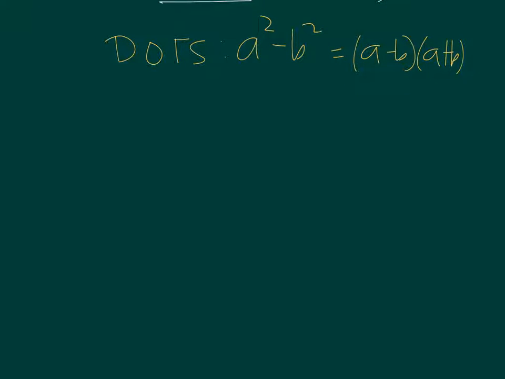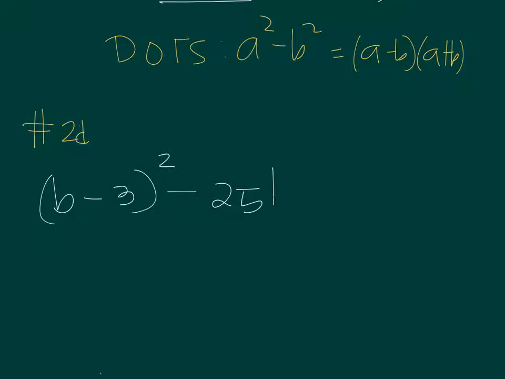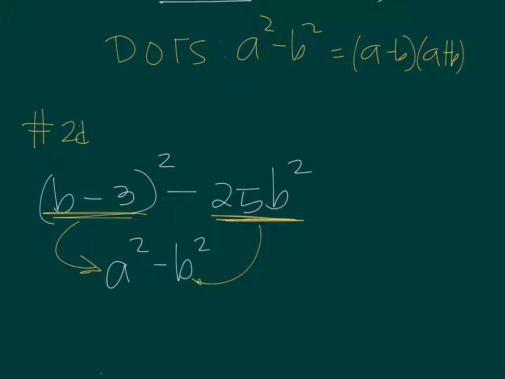Okay, now let's look at number 2d. So number 2d, the question is factor b minus 3 squared minus 25b squared. Again, I need you to recognize that this is still an a squared minus b squared expression with b minus 3 as the a and 25b squared as the b squared. Okay, now 25b squared is the same as 5b squared.